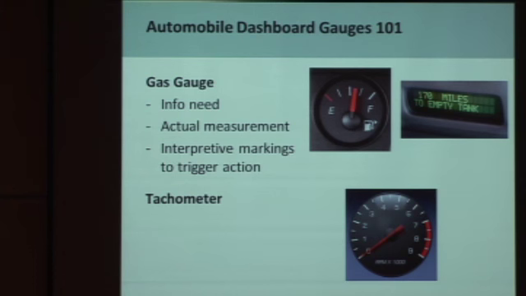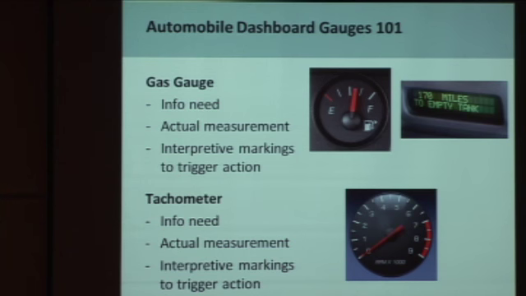Let's take another gauge, tachometer. So again, if you're driving a manual shift car, the information need is, when do I need to shift gears? It literally measures the rotation of your drive shaft and how fast it's doing. And by the way, the car manufacturer has to spend some money putting a little sensor in there and a whole bunch of stuff to actually get that measurement and transmit it to your dashboard. And oh, by the way, that's taking up a bunch of space right in front of your face. That's pretty valuable real estate, right? And then what's the interpretive markings? Well, it's probably when you have to shift gears or if you're going to redline and blow out your engine.